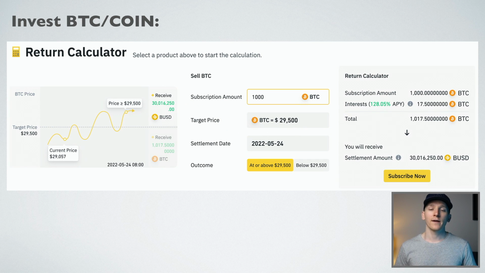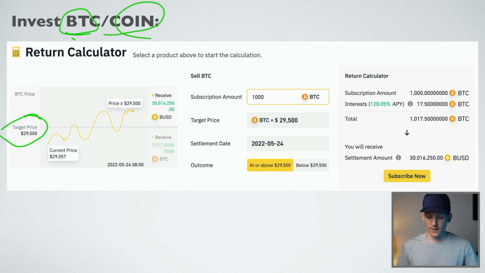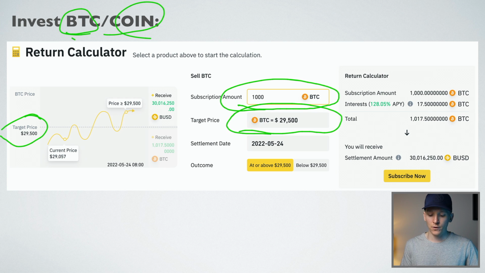The other way is actually to earn extra passive income on the portfolio that you already have. So for example, if you own Bitcoin or one of the other coins that's available, you can use these, put them up, and then earn some passive income on them. Again, it's the same sort of thing. You have a target price here that you need to choose, and then that target price determines how much yield we can get. So you have a subscription amount in the coin, the target price of the coin, that's actually a contract, and I'll show you the differences in a second, and then the settlement date.